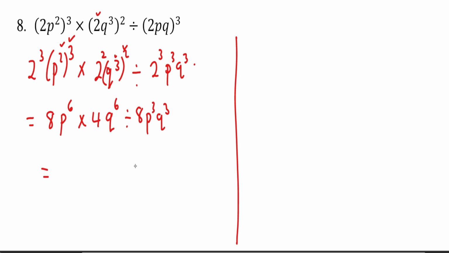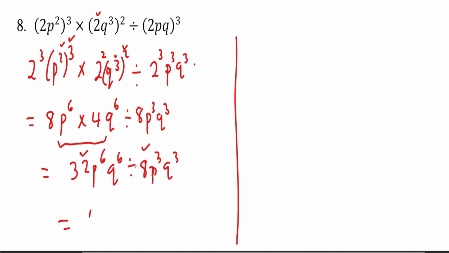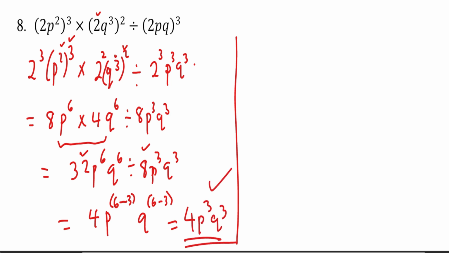Now I prefer doing this. 8 times 4 gives you 32, p to the power 6 q to the power of 6 divided by 8p cubed q cubed. The next step, 32 divided by 8, giving you 4. Then if you're dividing the powers, you subtract 6 minus 3, and for q also 6 minus 3, giving you 4p cubed q cubed. So yeah, that's your answer.